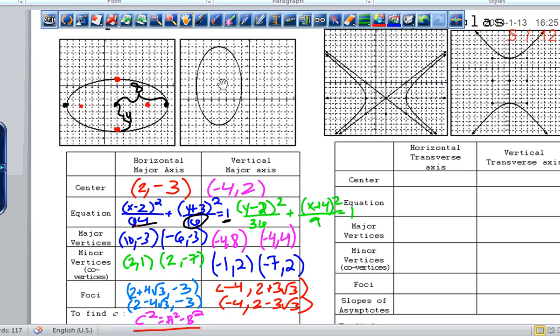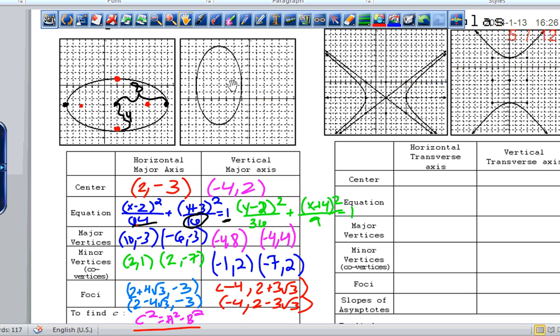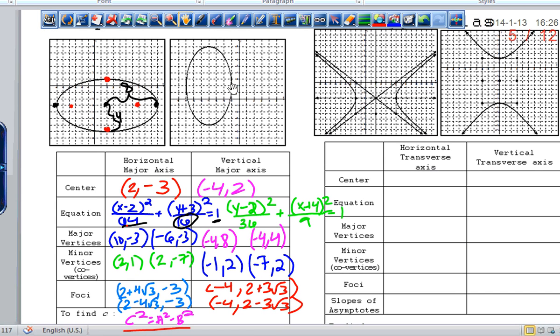So if you want to kind of write that stuff down or kind of do it by yourself and then check your work, that's all I did in class. So the center is at -4, 2. The major and minor axes are up here. Co-vertices or minor axes are there. Or sorry, vertices. What else we got? Our foci.